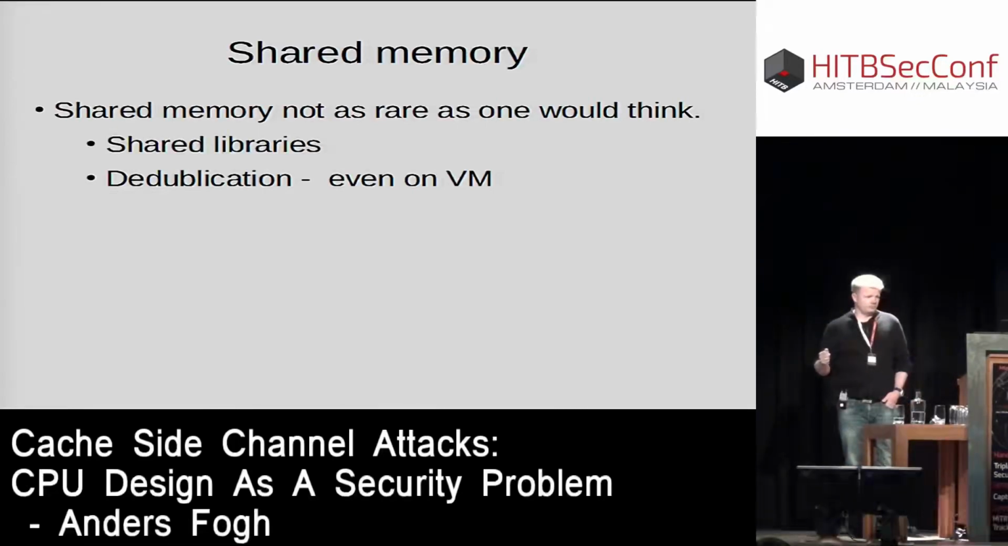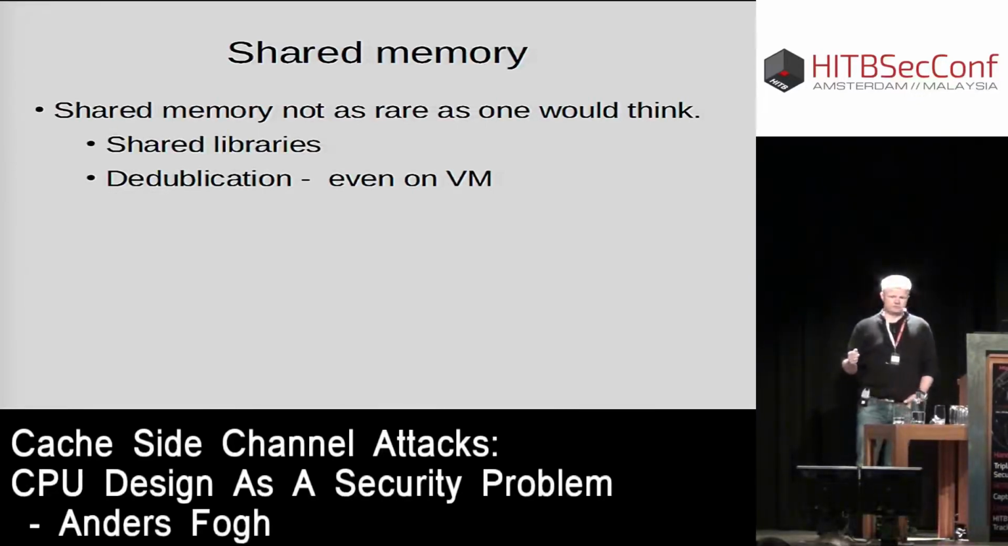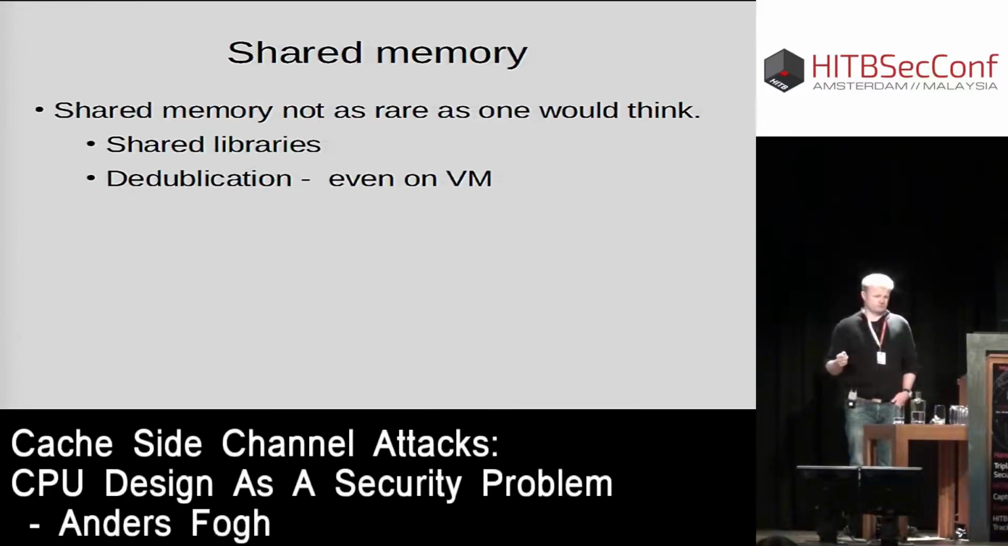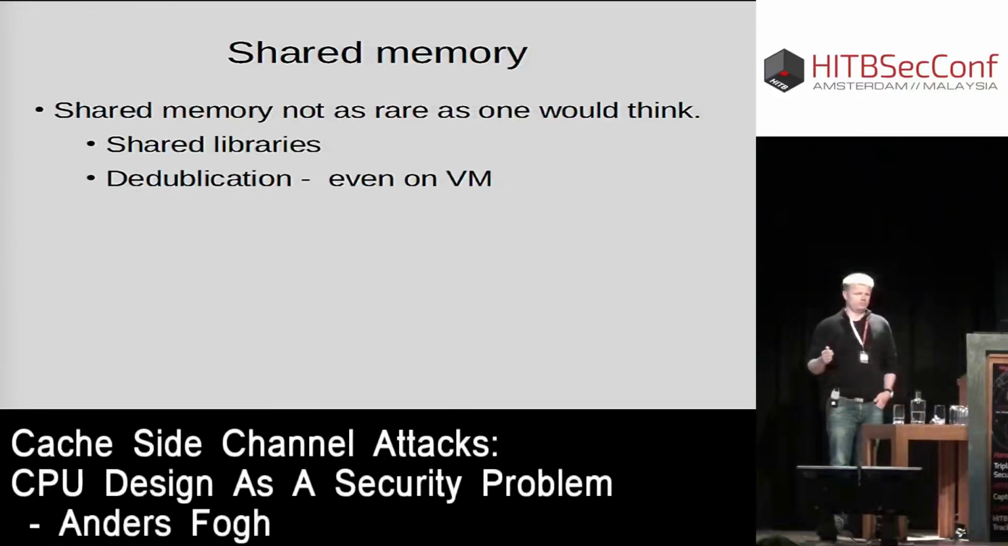Then there's another feature. This is called deduplication. This is where the kernel or hypervisor searches for identical pages in physical memory. If it finds one, it frees one of them and uses the paging system to provide for the clients' needs throughout the system. This works even on virtual machines. My personal opinion is this should not be used on any system for any reason. It's just a security nightmare.